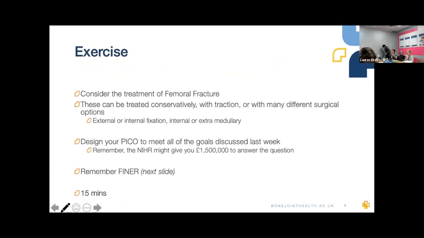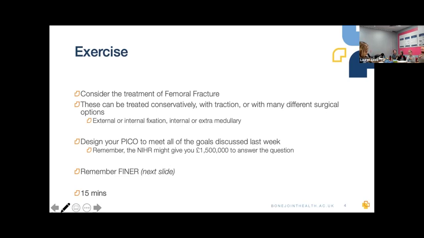So here's the exercise that I propose, and we're going to consider the treatment of femoral fracture. I had to choose an orthopedic thing, and I chose not spine. Okay, so for those of you who don't know, we can treat femoral fractures in patients of any sort conservatively, i.e. let them heal themselves by doing whatever, with traction, so like you've seen in the old movies, stretching the leg out to keep it straight, or with lots of different surgical options. And these can be with frames on the outside of the leg, or they can be bits of metal applied to the bone inside the leg. And those bits of metal can be inside the bone or outside the bone, but under the skin, if you like.